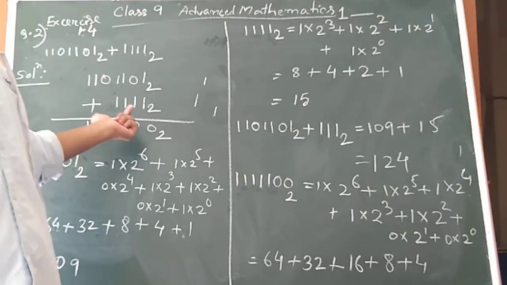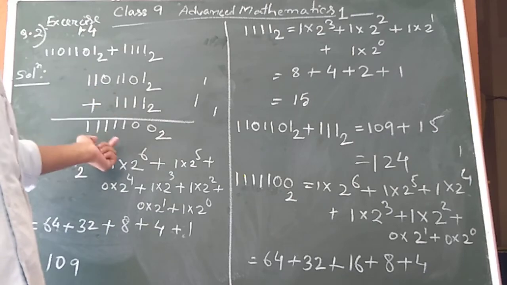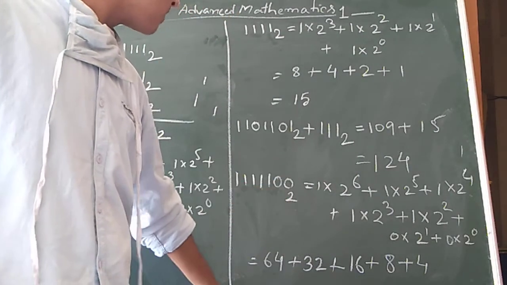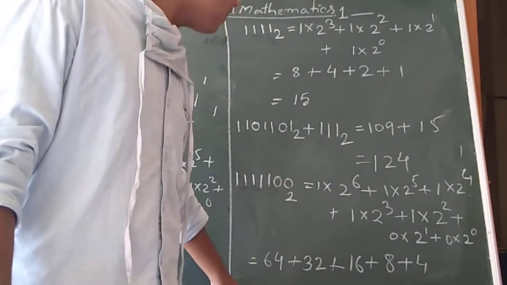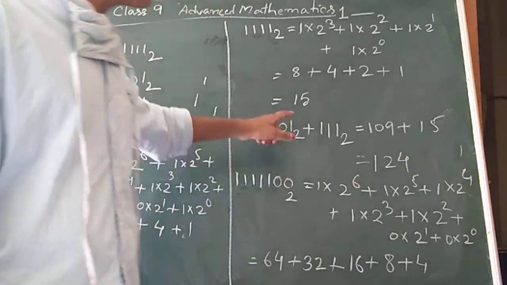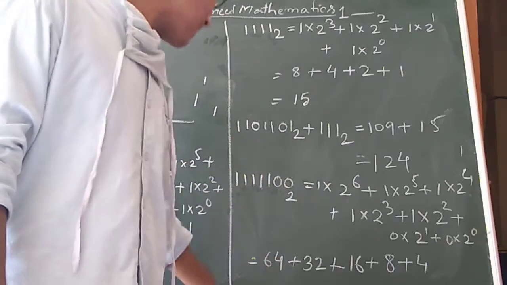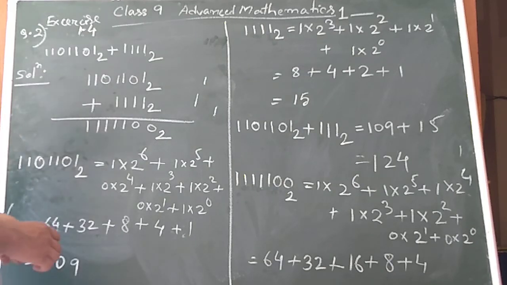The result we obtained after addition of these two binary numbers, after converting the result to decimal form, is also 124. So these two results are the same. That is, the addition of these two numbers after converting to decimal form is the same, and the binary addition is also correct. So our result is verified.